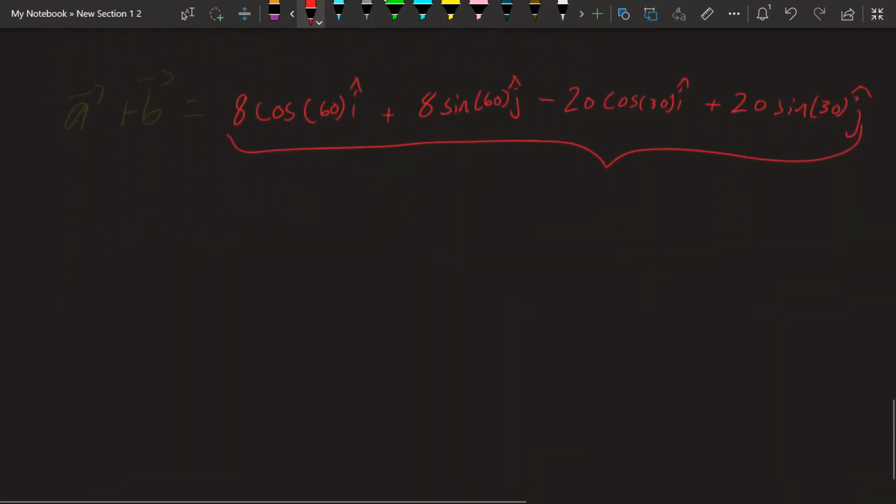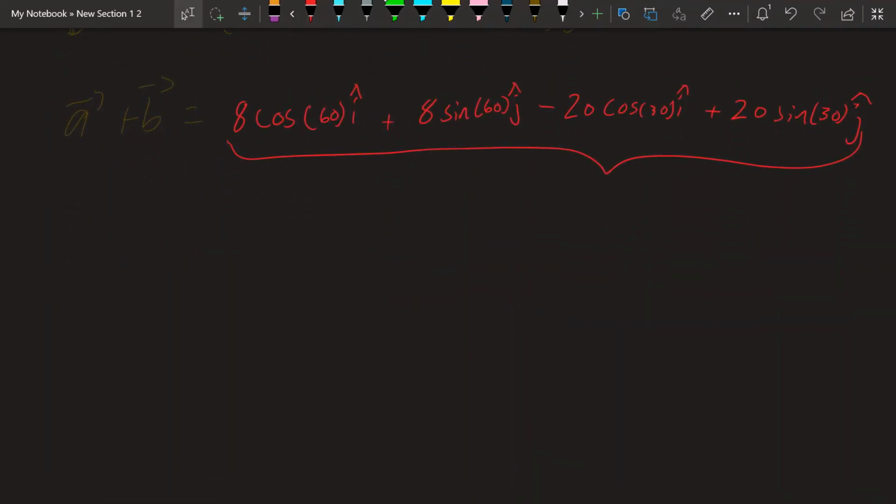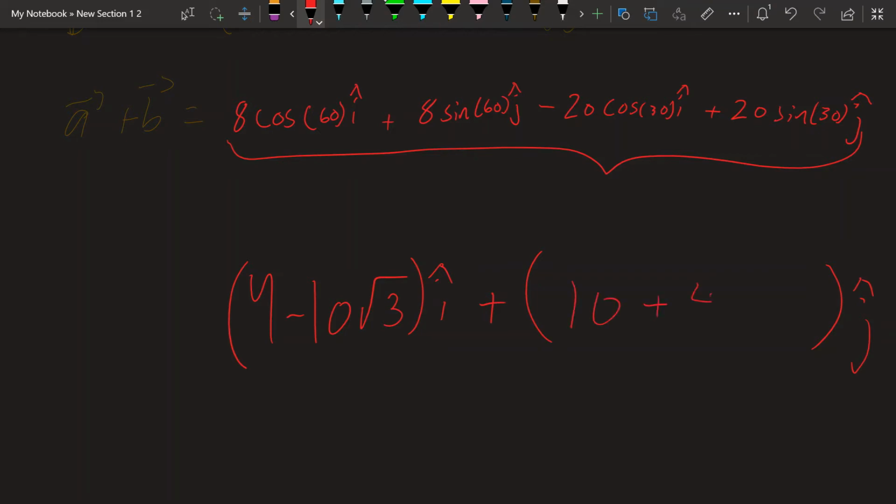If you want, we can further simplify it on a calculator. 8 cosine 60 minus, so here we go, 8 cosine 60 minus 20 cosine 30 is going to give you 4 minus 10 radical 3 i, plus, and the y coordinate is going to be 8 sine 60 plus 20 sine 30, right? And you're going to get 10 plus 4 radical 3 j.